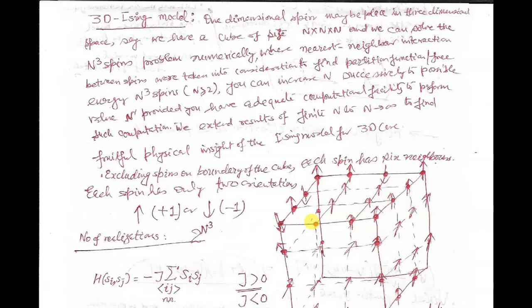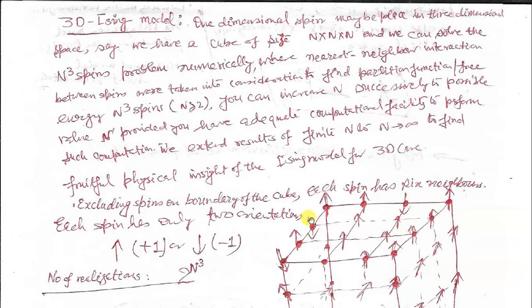This lecture is on the 3D Ising model, the elementary idea of the 3D Ising model, the idea of the Heisenberg model, as well as the Weyl equation of state. So, in the Ising model, spin has only two orientations possible. Spin can be either up or down, but this kind of spin can be arranged in 3 dimensions as well.